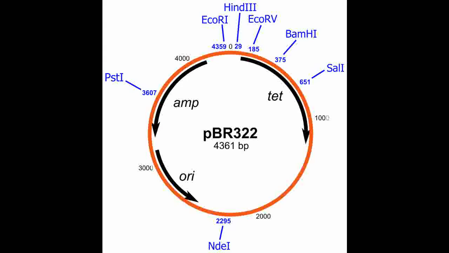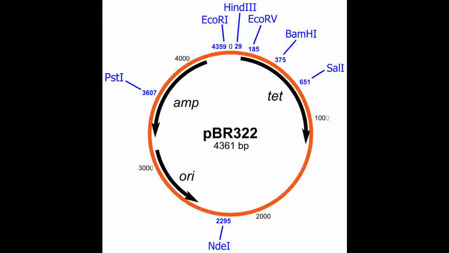pBR322 is a plasmid vector where P stands for plasmid origin, 322 is the number or sequence number given to this particular plasmid, and BR stands for Bolivar and Rodriguez. This is one of the first widely used E. coli cloning vectors. This was synthesized in 1977 at the University of California, San Francisco.